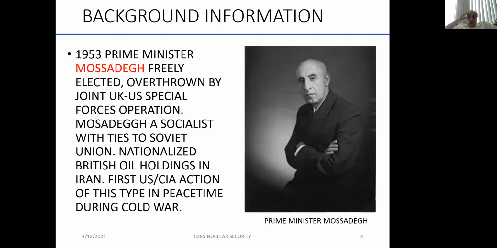A critical moment came in 1953 when Iran freely elected Prime Minister Mossadegh as its governmental leader, but he was overthrown in a joint British-American Special Forces operation. Mossadegh was a socialist with ties to the Soviet Union. He nationalized the British oil holdings in Iran, and this triggered the first US CIA action in peacetime during the Cold War. It was viewed as part of a Cold War operation, but it tremendously alienated the Iranian population against Britain and the United States.